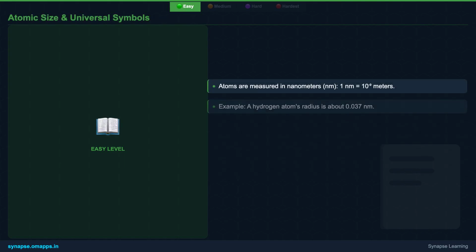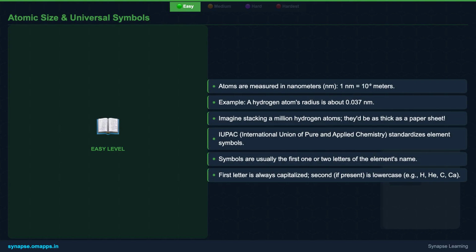So, just how small are atoms? Their size is measured in nanometers, where 1 nanometer is a billionth of a meter. For instance, a hydrogen atom's radius is about 0.037 nanometers. To put it in perspective, if you stacked 1,000,000 hydrogen atoms, they'd only be as thick as a single sheet of paper.